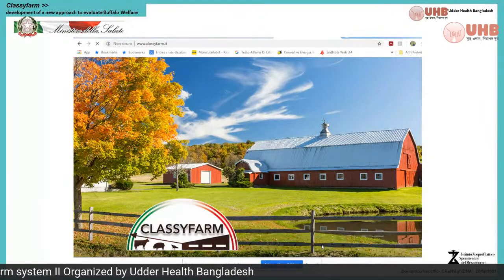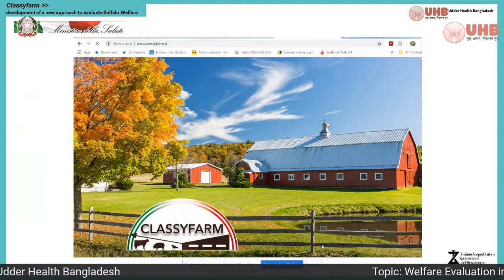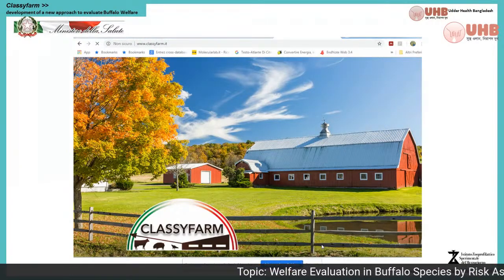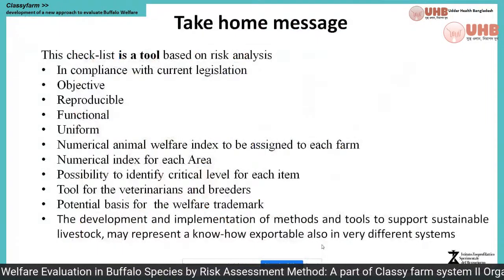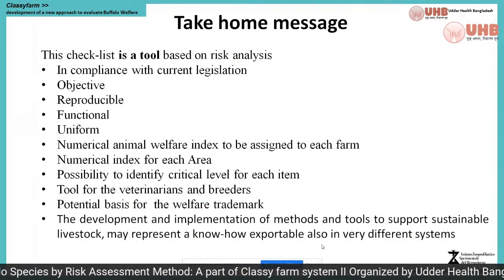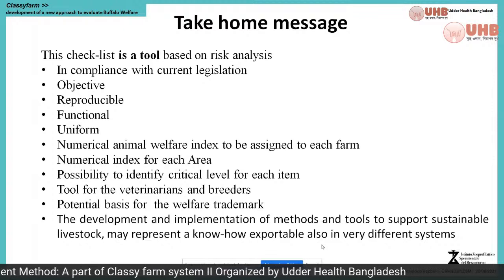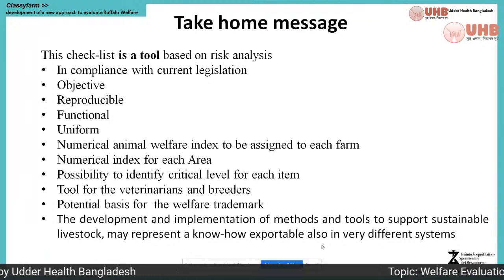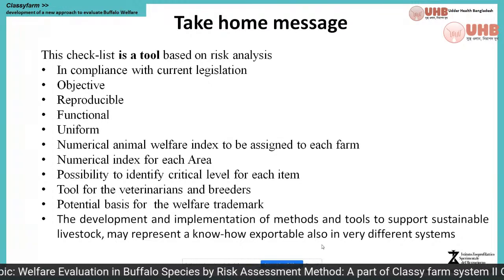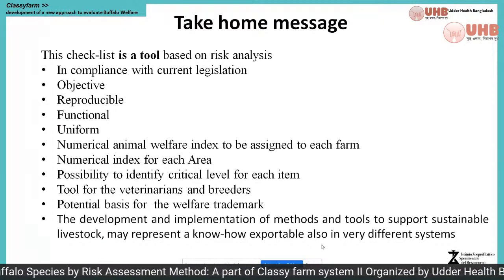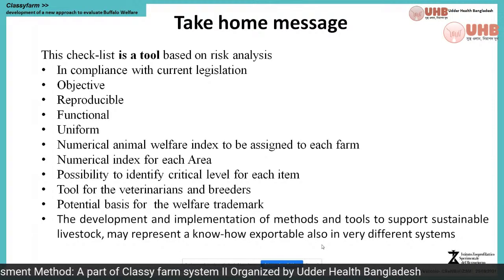So Classy Farm is an opportunity for breeders who join it. Even the smallest company will thus have the opportunity to have a vision of their status. The checklist constitutes an impartial, reproducible, functional instrument, a tool based on risk analysis. It enables a numerical animal welfare index to be assigned to each farm and, through the data collected in each area, to provide the veterinarians and breeders with tools for improving farm management and structures while respecting farm sustainability.